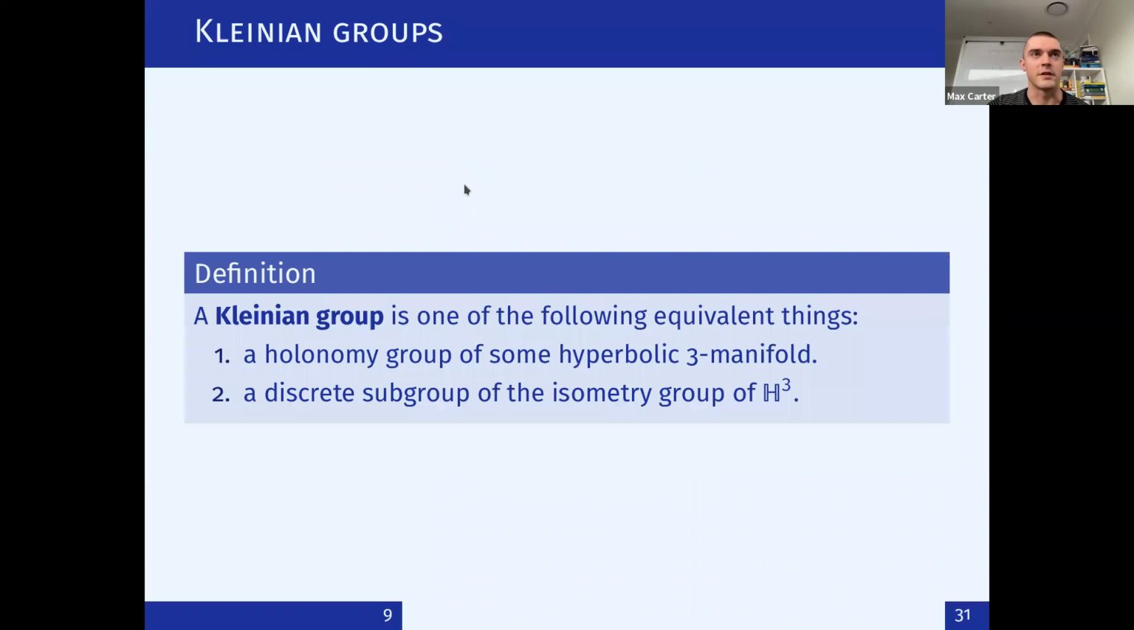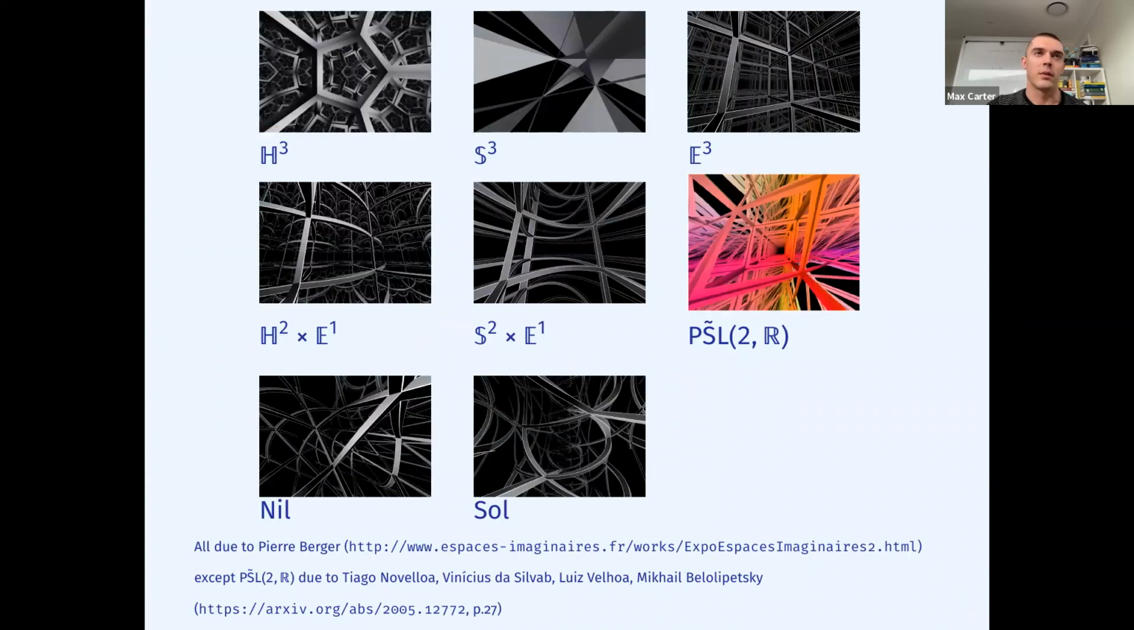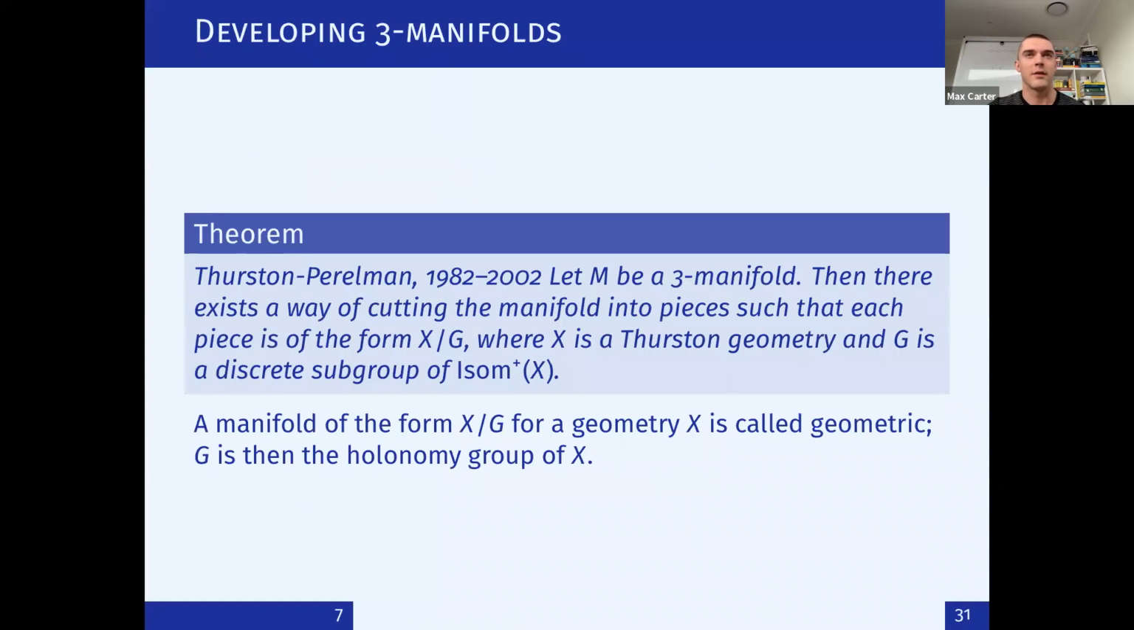Can I just ask a question, Alex? Yeah. With the theorem on the previous slide, if you have a manifold and you cut it up into pieces, I assume that these corresponding Thurston geometries and groups are going to be different for each of the different pieces you've cut your manifold up into. They're not necessarily going to be the same. Is that correct? Yeah. On the bits where you cut, they'll have to match up, but otherwise they're different geometries. Okay.